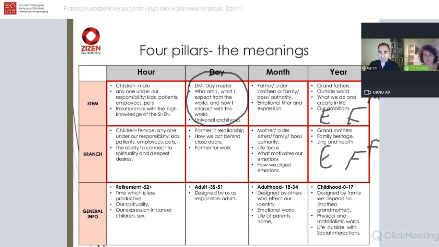Okay, when we talk about the month, so basically it represents the parents. Okay, it's the parents' pillar. If the year was grandparents, the month represents the parents' pillar or the house we grew up in.